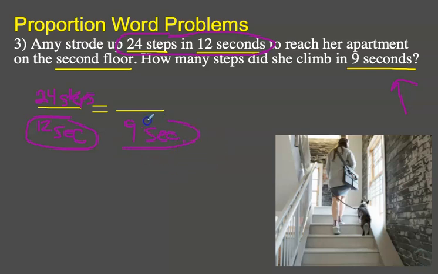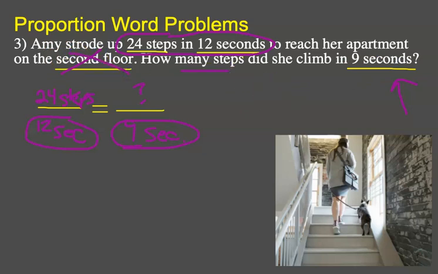So basically we're trying to pair our units. Seconds goes with seconds, and then steps goes with what we're trying to figure out. How many steps did she climb in 9 seconds? So we don't really need this second floor number.